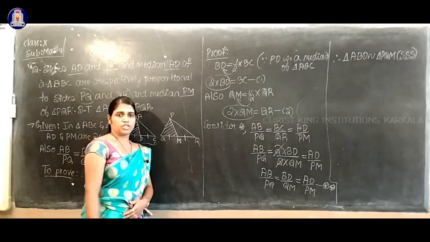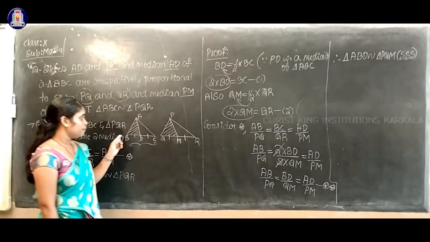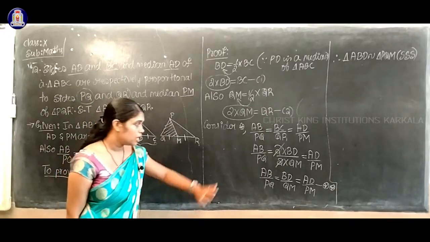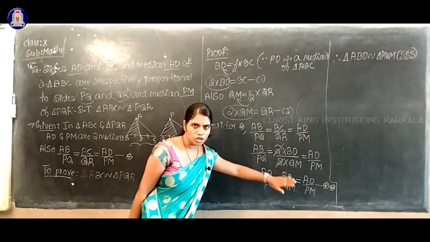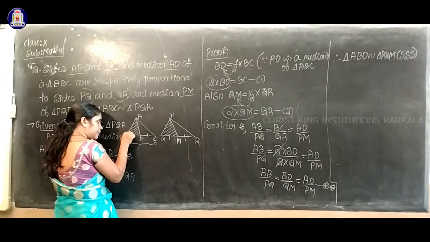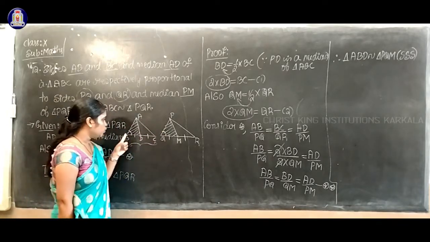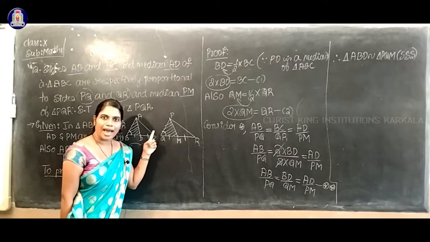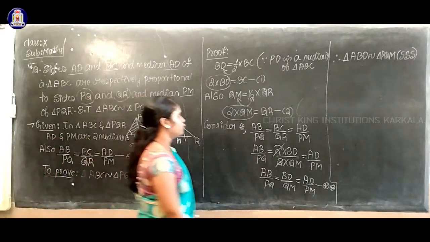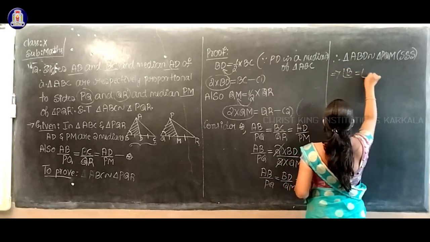So after proving the similarity of those two triangles, can I say its corresponding angles are equal as well as corresponding sides are proportional? Corresponding sides are proportional, already it is there. So can I say angle B is equal to angle Q? Angle B and angle Q are the two corresponding angles for these two triangles, isn't it?